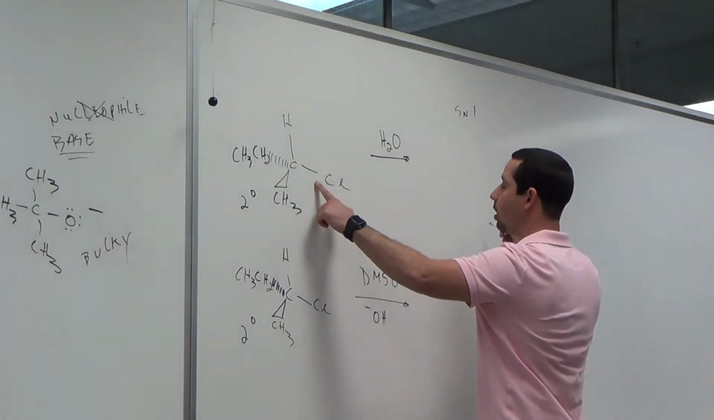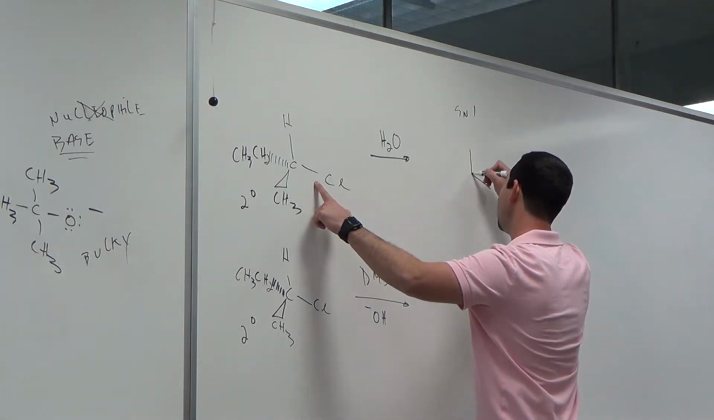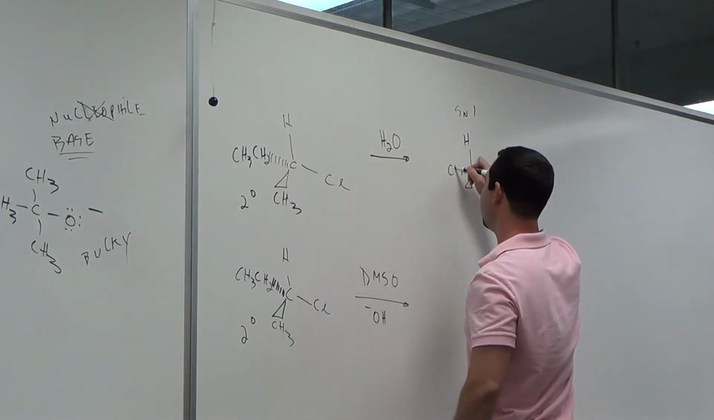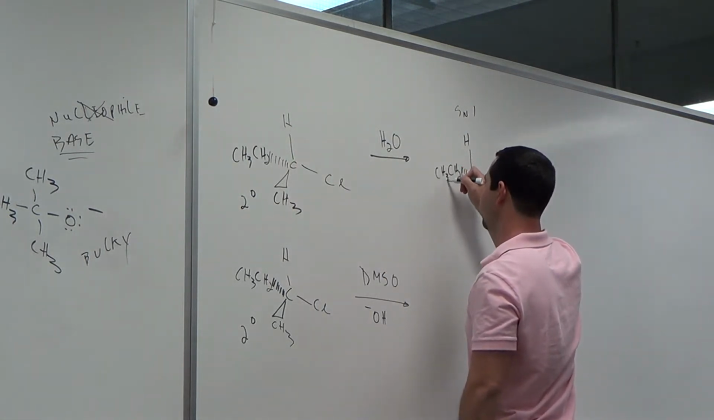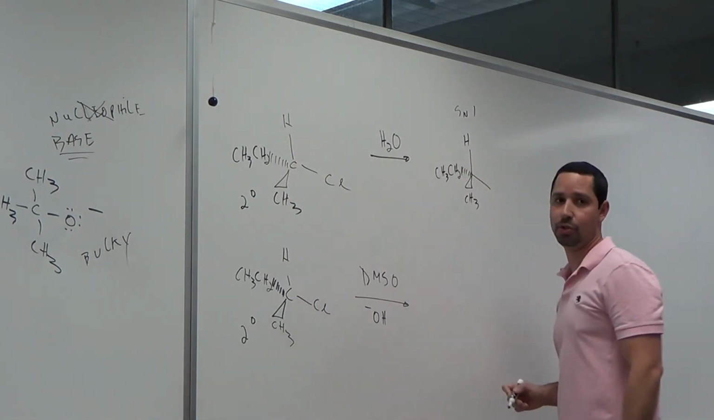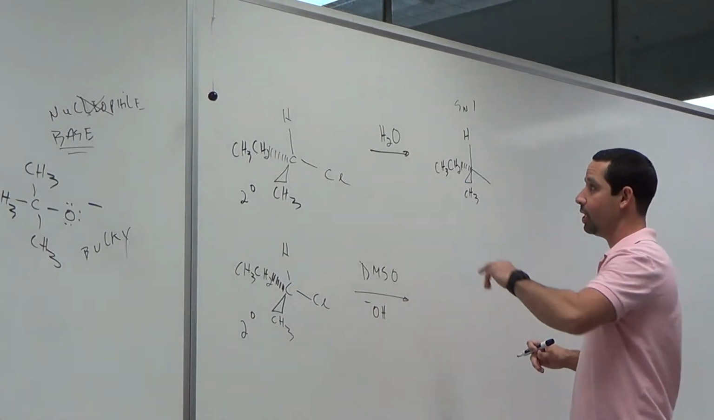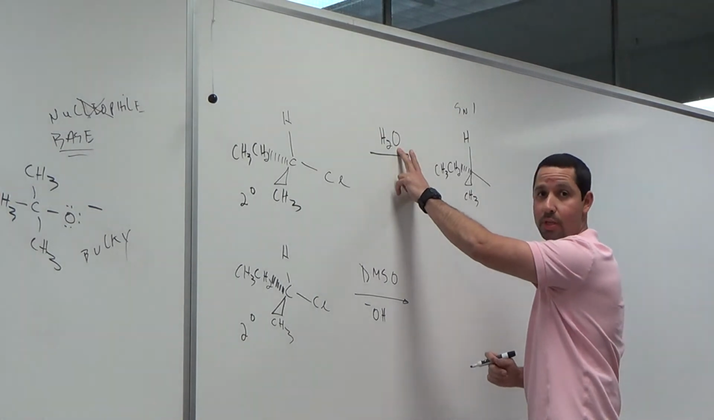Hydrogen, chlorine going in front, you go like this. I'm going to leave that H the same, CH2, CH3, and here, CH3. This is a substitution. I'm going to substitute the nucleophile. The nucleophile is neutral, and it will be this one.